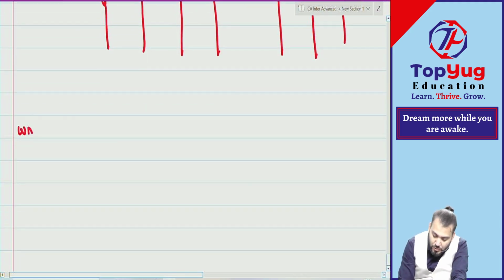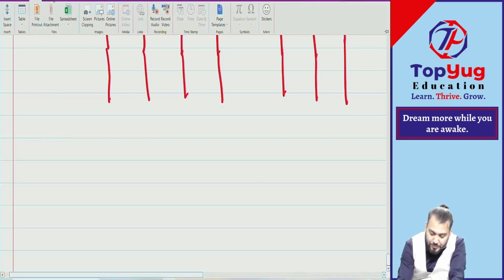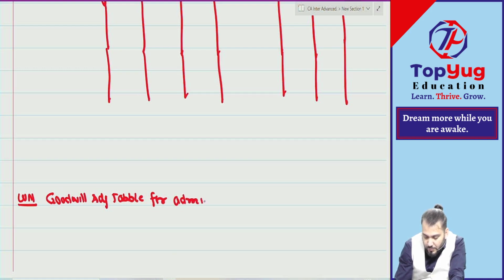Tell me, yes or no? So we'll prepare one working note. We'll do what? Goodwill. Leave sufficient space for the partners' capital account. So now we'll do the goodwill adjustment table. Write down goodwill adjustment table for admission. This we are doing for admission.